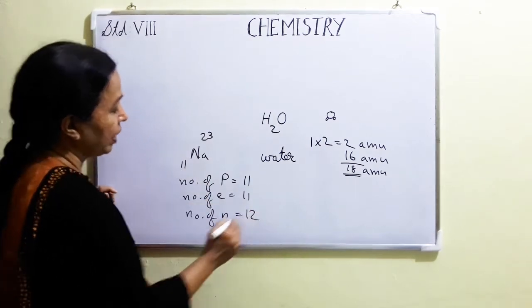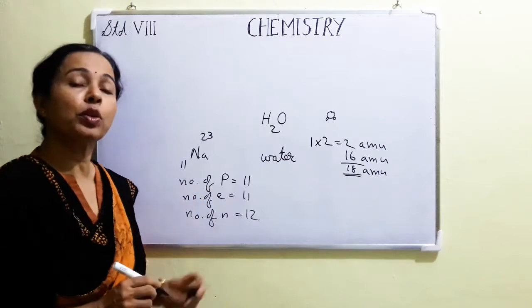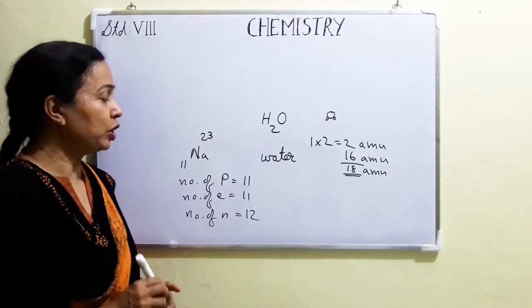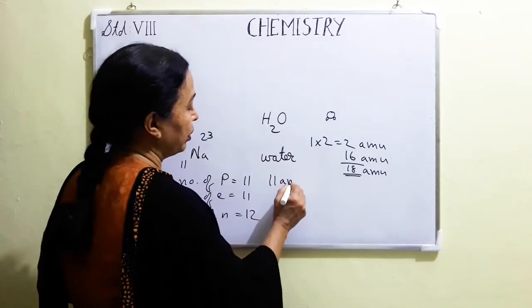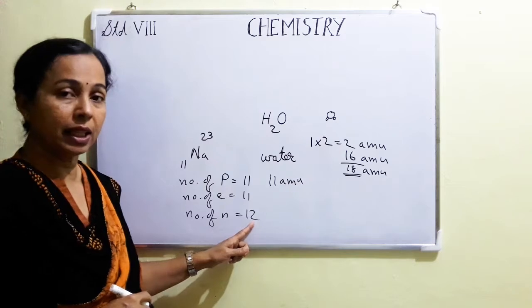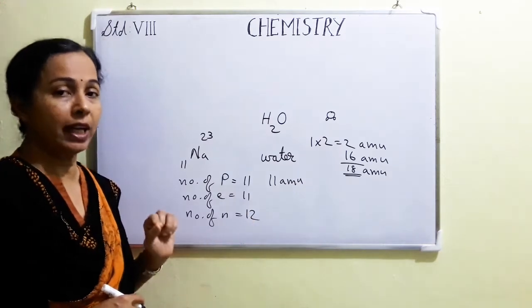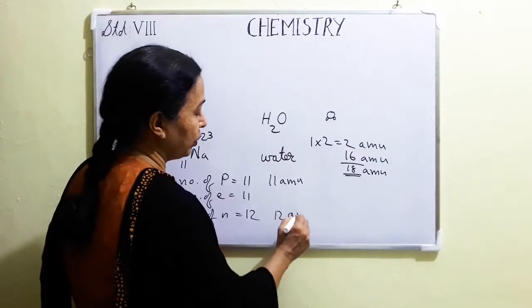So if there are 11 protons in the nucleus, each proton's mass is 1 AMU. So what will be the mass of 11 protons? It will be 11 AMU. Inside the nucleus there are neutrons also. 12 neutrons are there. Each neutron's mass is 1 AMU. So the mass of 12 neutrons will be 12 AMU.